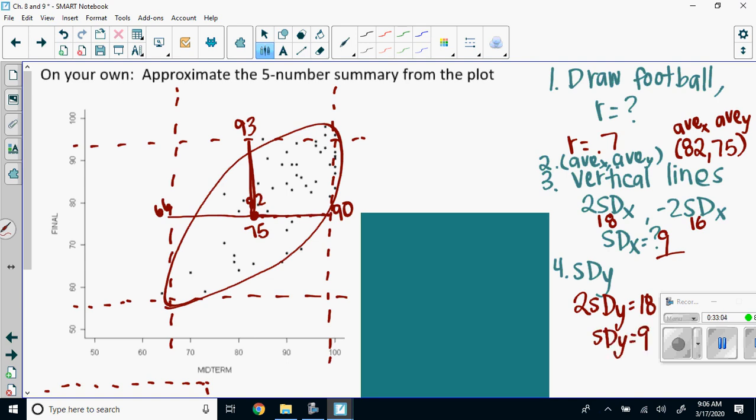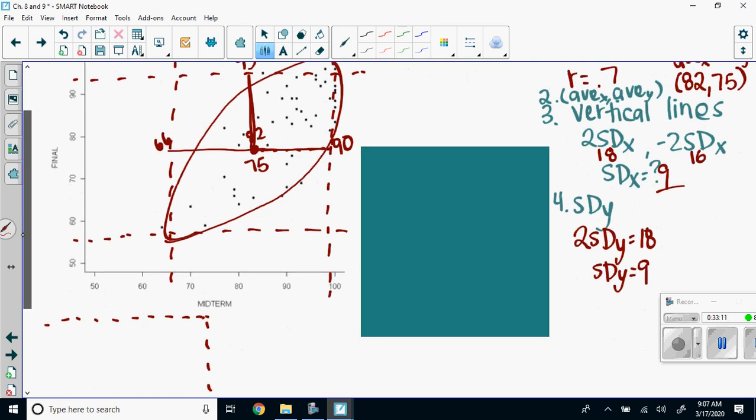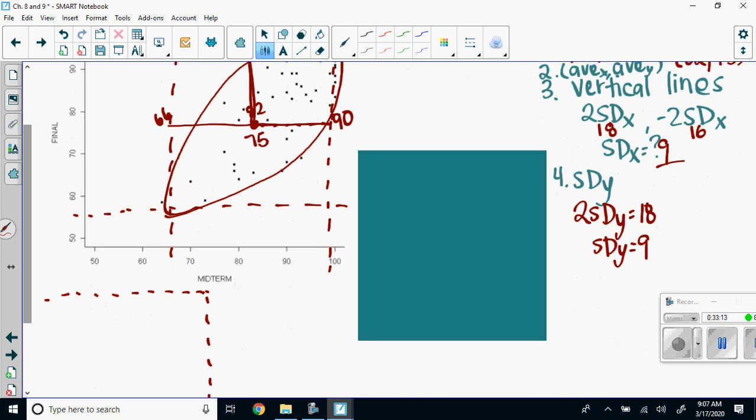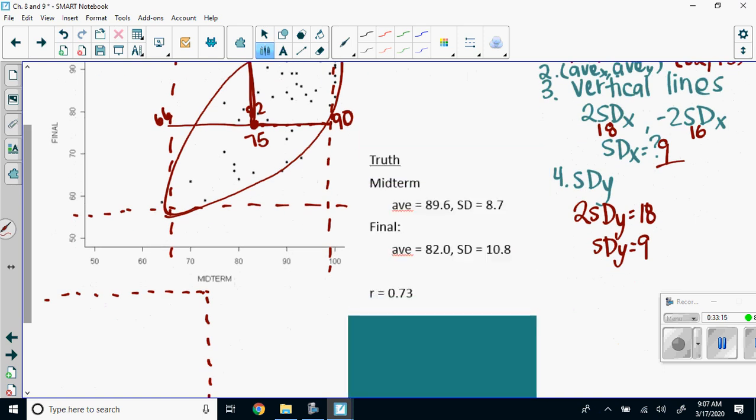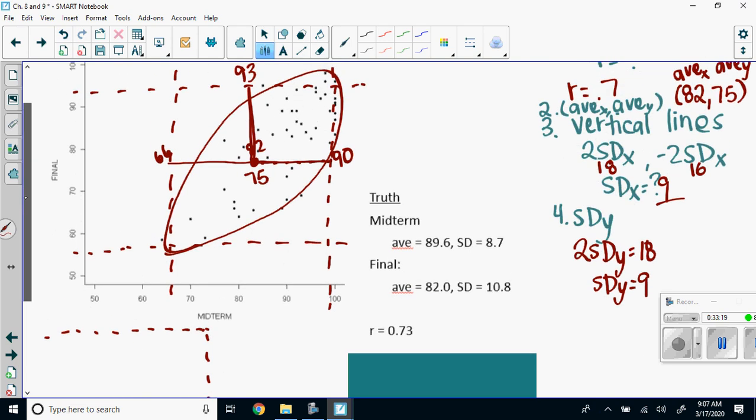Okay, that may have been confusing, so you might want to rewind and watch that again. We're going to check our 5-number summary versus what it actually is here, so we can see how close we were. So we guessed that the average was 82 and 75.